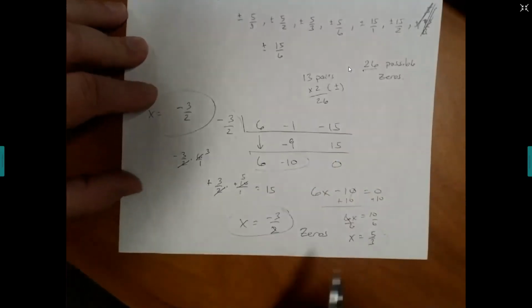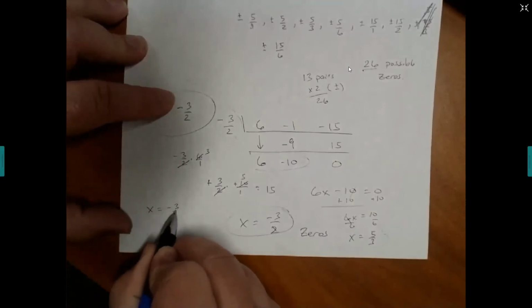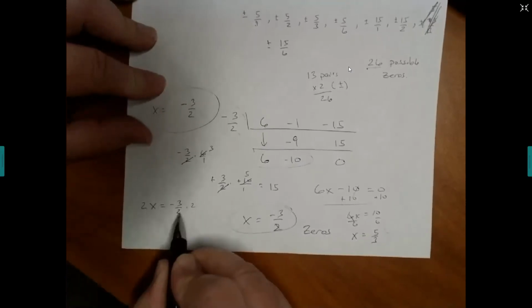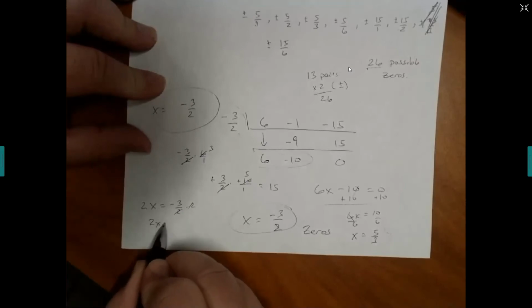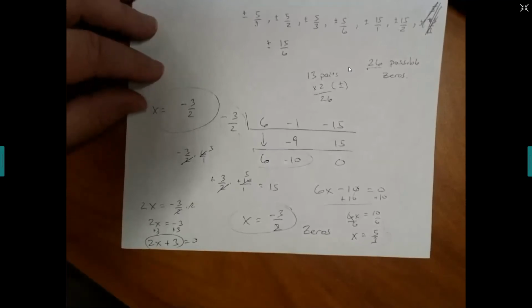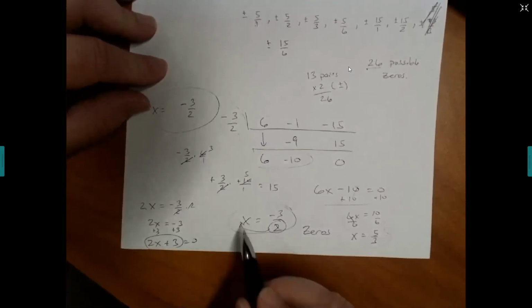Our factors: multiply both sides by 2, and add 3. So 2x plus 3 equals 0. This is one of my factors. So you started with x equals -3/2. Right. And whatever's on the bottom is my coefficient.